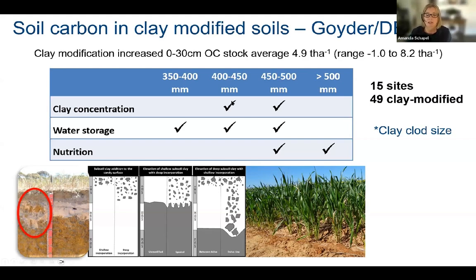The key takeaway that we found is that depending on your method, like clay spreading or delving, you bring up different amounts of clay, but clay clod size was probably the biggest thing. So if you're looking to encourage carbon in these soils, you need to make sure that those clod sizes are as small as you can possibly get them.